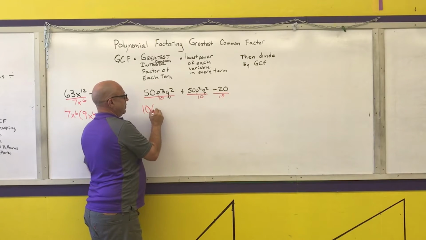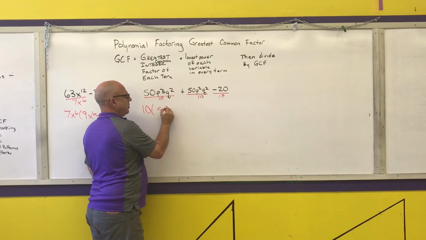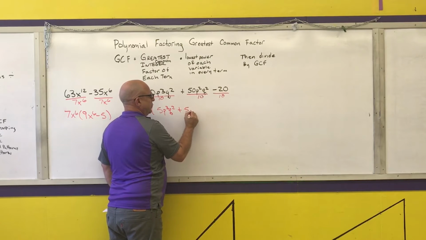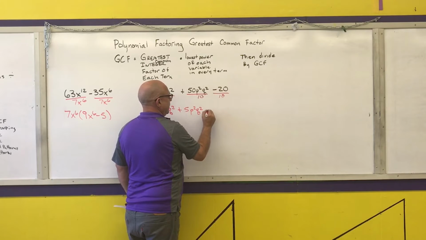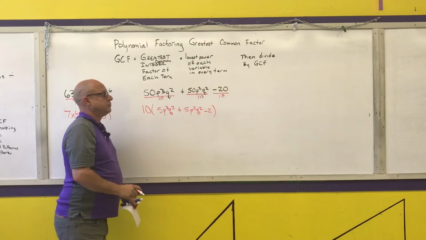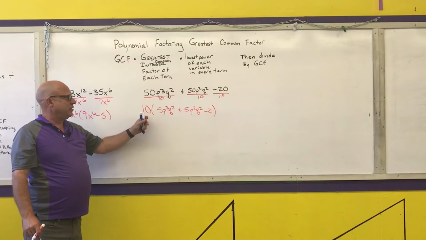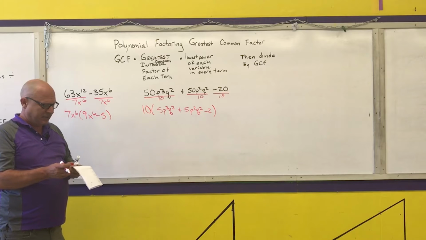50 divided by 10 is 5. P cubed q squared. 50 divided by 10 is 5. P squared q squared. Negative 20 divided by 10 is negative 2. Okay? Just because you're factoring out a greatest common factor doesn't necessarily mean you're going to have variables on the outside of your factoring problem.